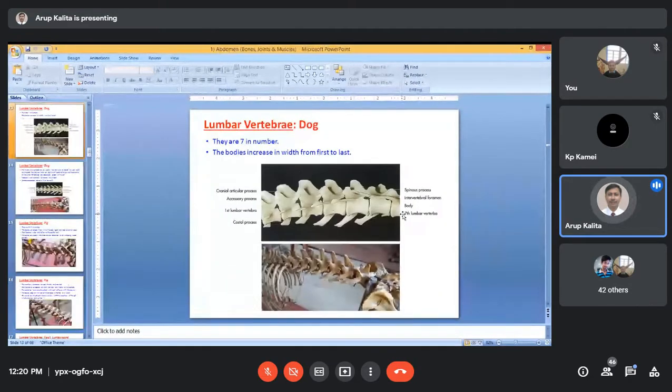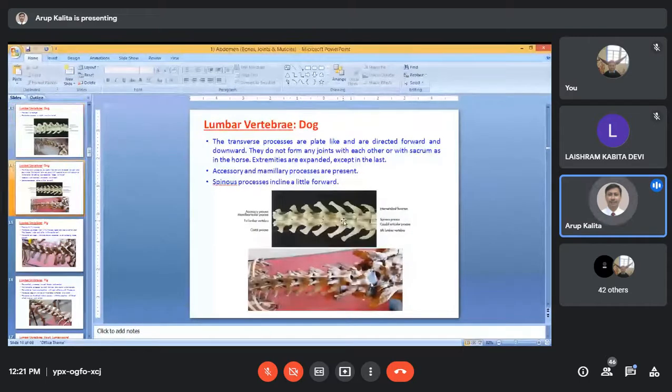Now coming to the dog, they are 7 in number. The bodies increase in width from first to last. So the body becomes larger from the first to the seventh. These are the photographs. The transverse processes are plate-like and directed forwards, you see. So it is going distinctly forward in the dog.